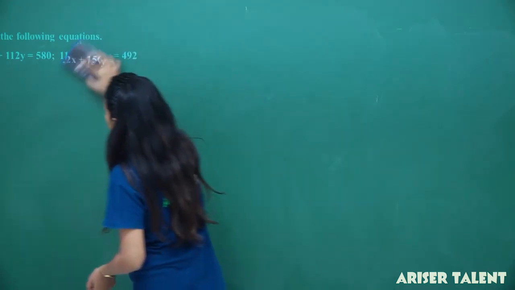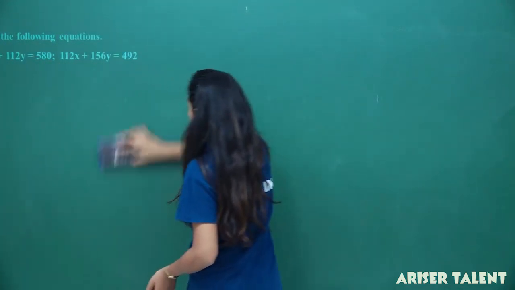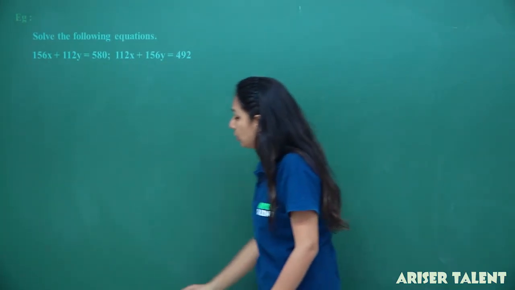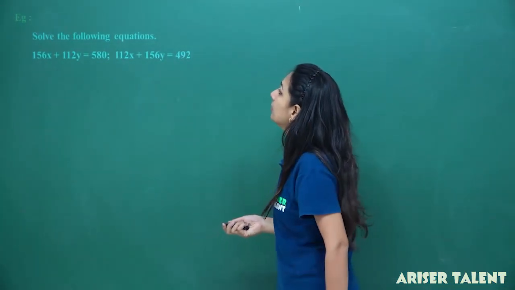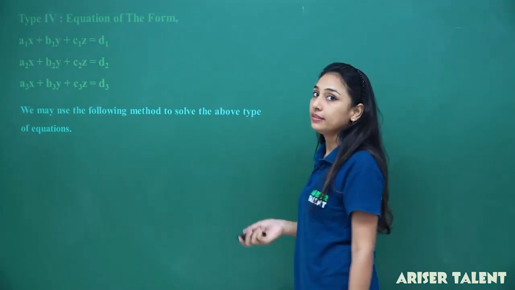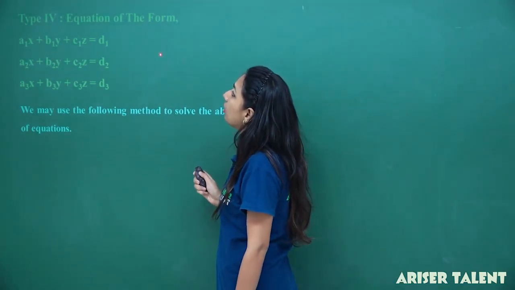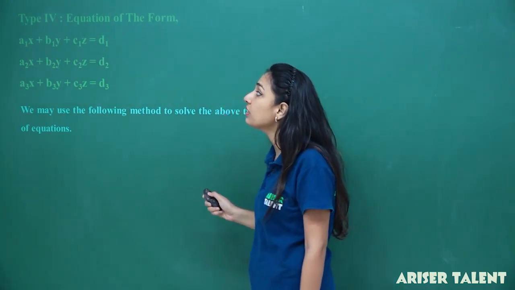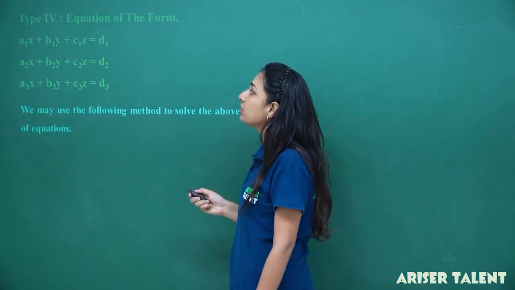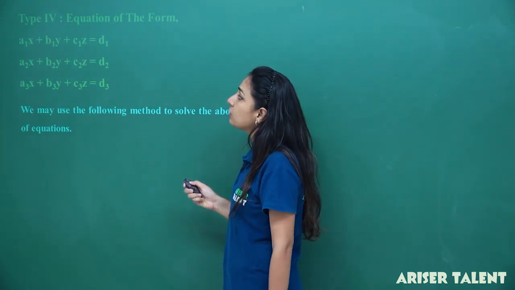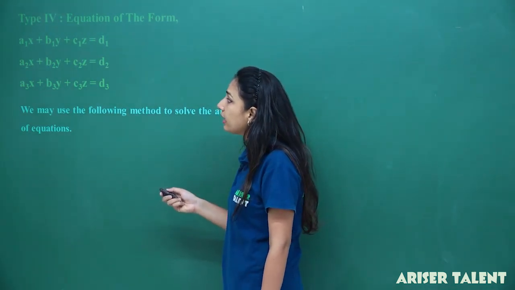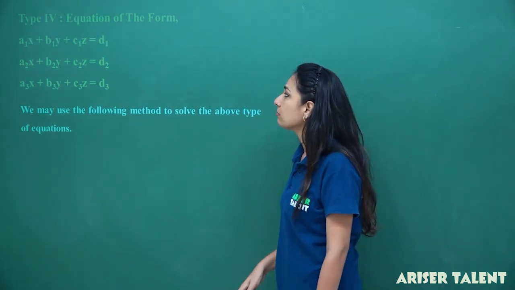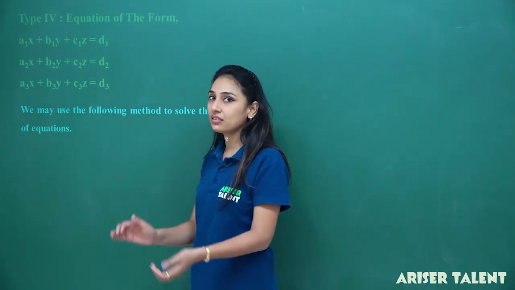Now next is what, students? Everyone, we are going to move forward to another method, that is equations of the form a1x plus b1y plus c1z equals d1, a2x plus b2y plus c2z equals d2, and a3x plus b3y plus c3z equals d3. Now you will say to me, what is this?